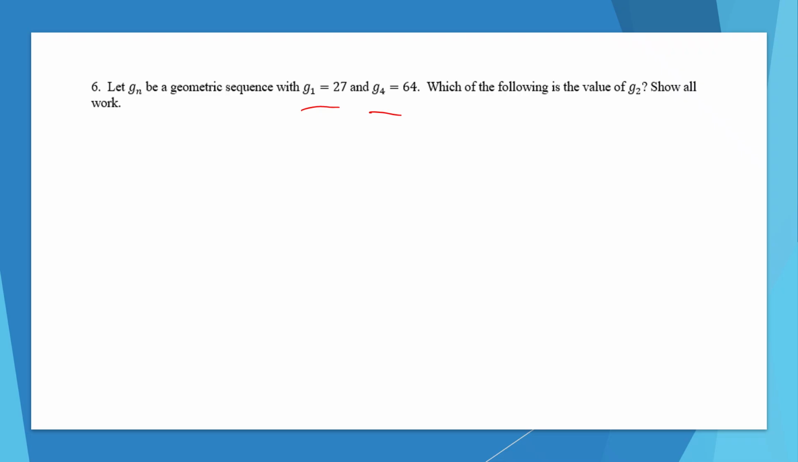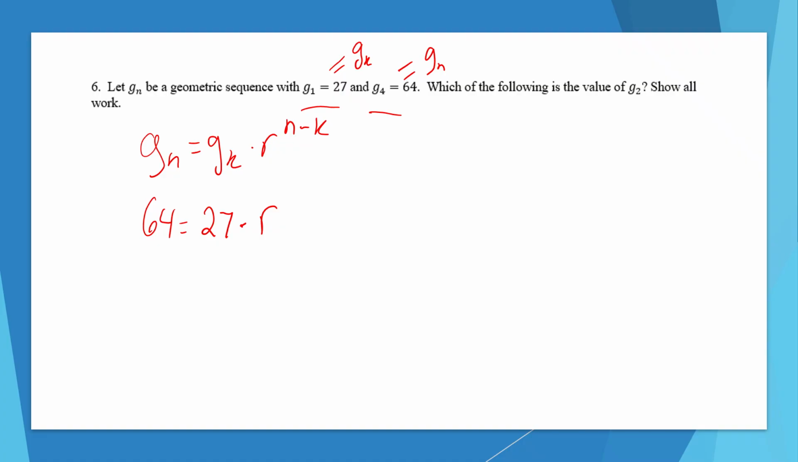So let's set up our general equation: g of n equals g of k times r to the power of n minus k. Here, we set our fourth term as g of n, and our earlier term, the first term, as g of k. So 64 equals 27, which is g of k, times r, which we first want to figure out, to the power of n, which is 4, minus k, which is 1. Remember, this is n, and this is k.